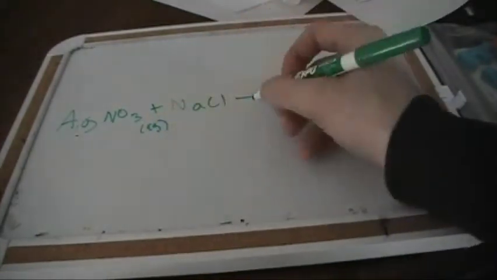Looking at the solubility chart, AgNO3, NaCl, NaNO3, and AgCl all are soluble, which means that they're all aqueous. So we're just going to write aqueous on every one of them.